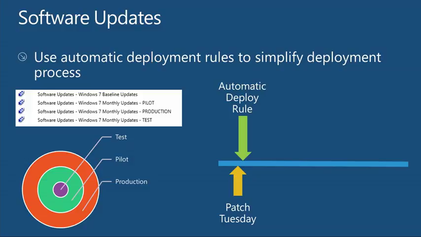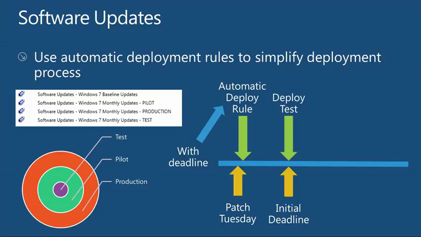So I think we set it up for like 4 hours after the general time when the patches are made available. So the automatic deployment rule runs, and it's got a deadline. Now that deadline is quite a short deadline. It's probably 2 or 3 days. Okay, and what that's allowing you to do, so you can see I'm going to do my deploy to test, and that's when the initial deadline starts.